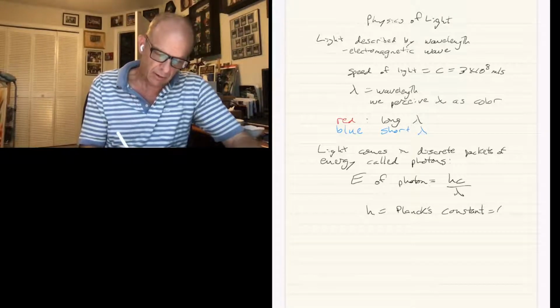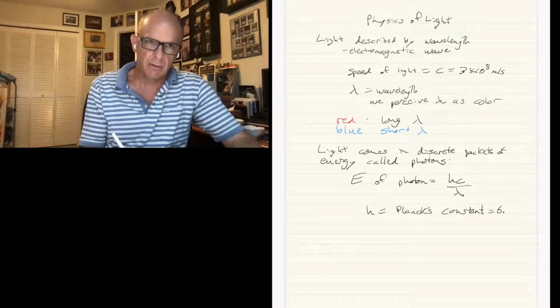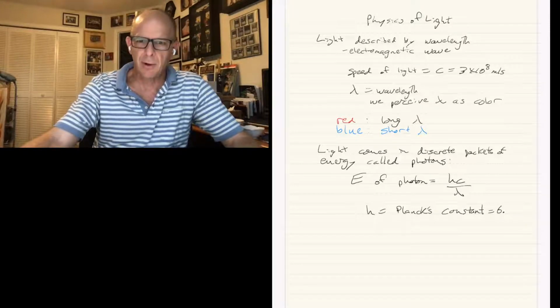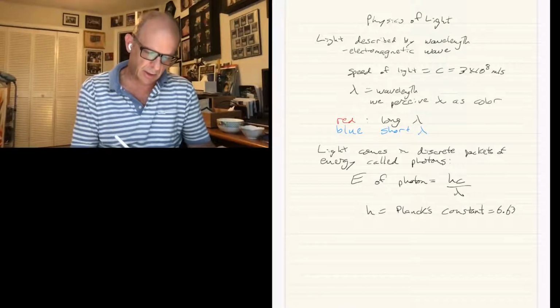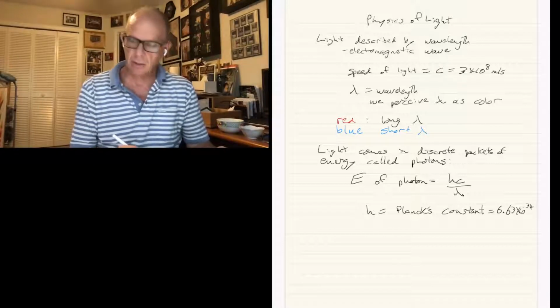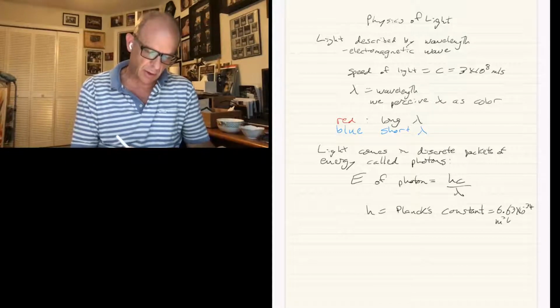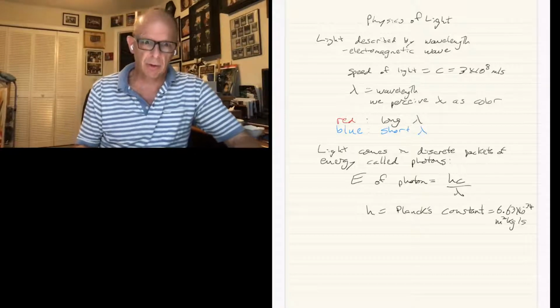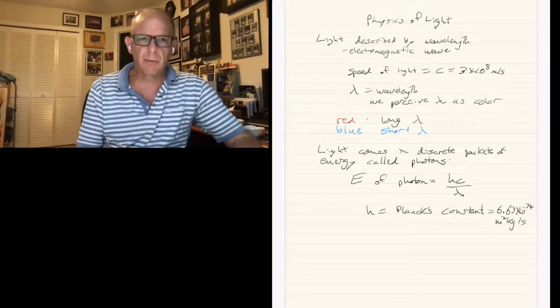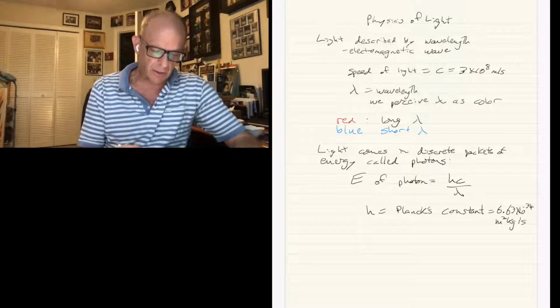It's 6 point something times 10 to the minus 27. Let me pause and look that number up for you. 6.63 times 10 to the minus 34, and that's in units of meters squared kilograms per second. We don't really need to memorize that number or anything like that, just giving it there for completeness. But it's a very small number. Even when it's multiplied by the speed of light, a large number, h times c is a small number.